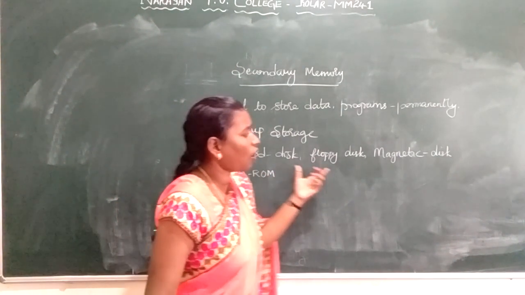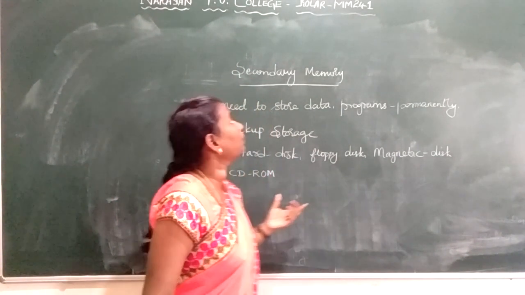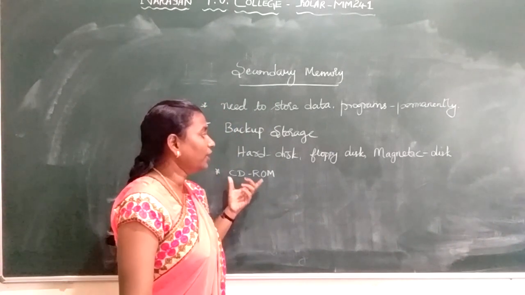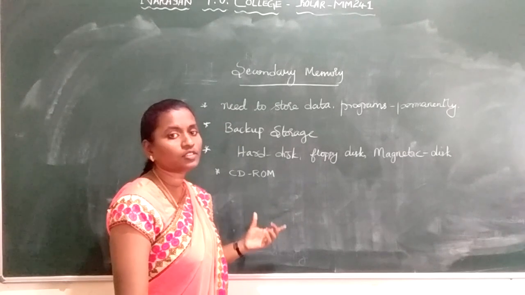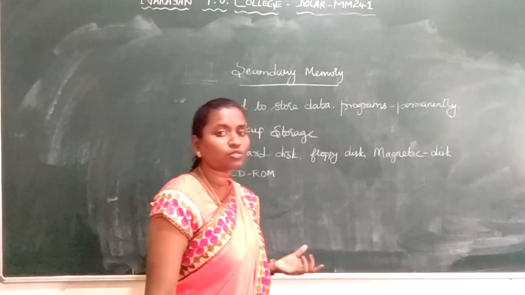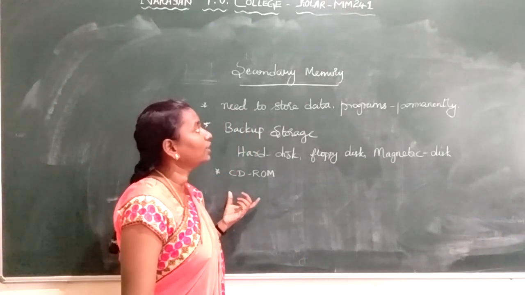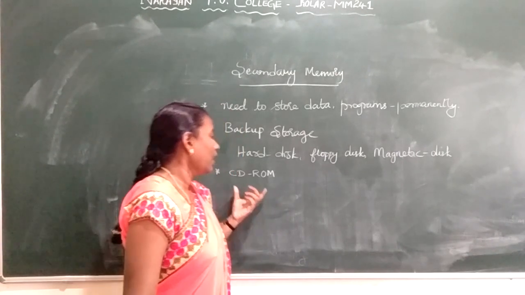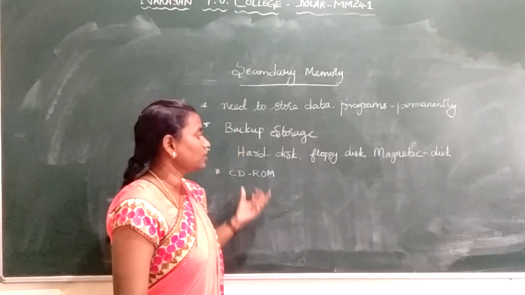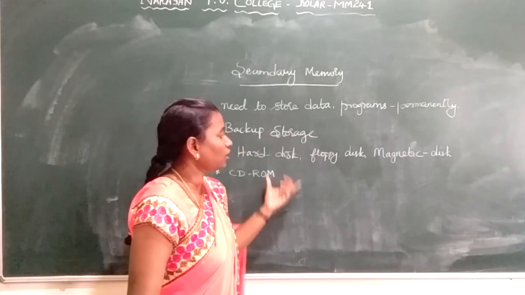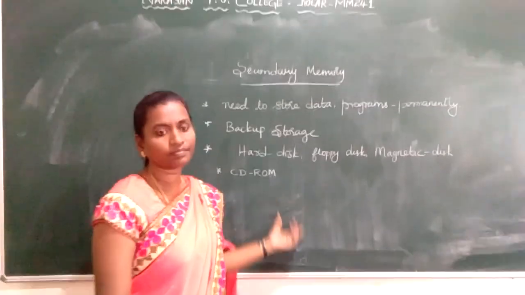Hard disk, floppy disk, and magnetic disk are examples of secondary memory. I repeat, your hard disk, floppy disk, magnetic tapes, optical disks, optical tracks, and portable storage devices all fall under secondary memory. Even your CD-ROM falls under secondary memory. Now we will discuss the hard disk in detail.